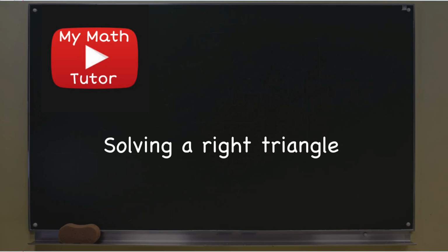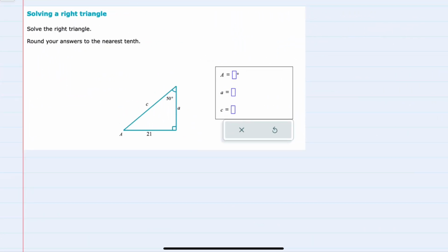In this video, I'll be helping you with the ALEKS problem type called solving a right triangle. In this example, we're solving for this right triangle, and we're given one of the interior angles is 50 degrees. It's a right triangle, so the other is 90. We'll be trying to find the measure of angle A, but then looking at the sides, we're given one of the sides is 21. One of the other sides is a, we'll be trying to find that, and the hypotenuse, c, is also unknown, so we'll be finding that as well.